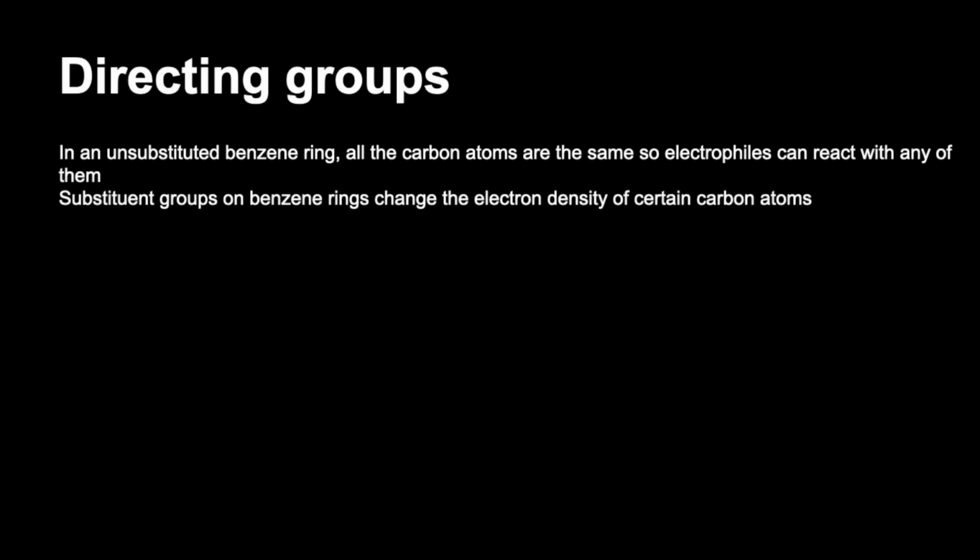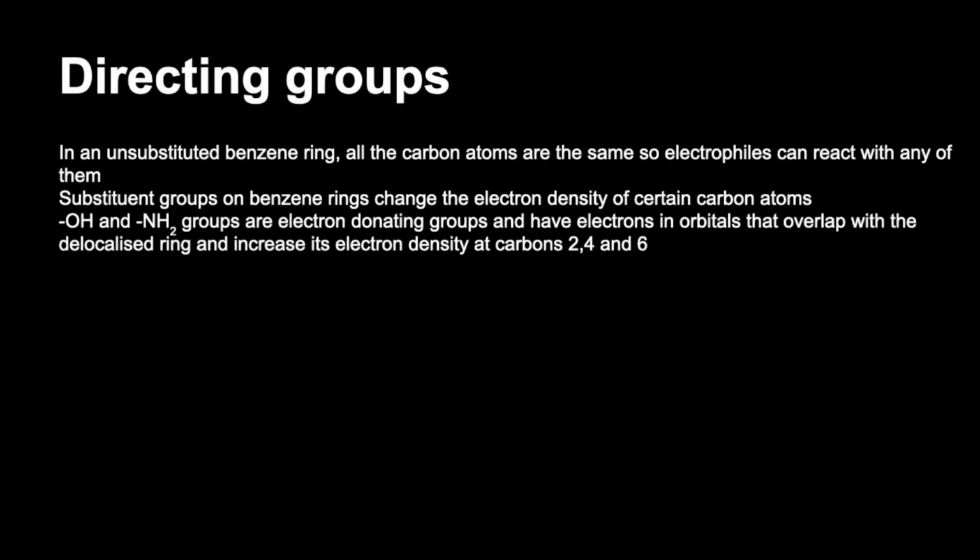As soon as you put a substituent group on a benzene ring, that changes the electron density of certain atoms, and the ones you need to know about are the OH group and the NH2 group. So they are electron donating groups. They have electrons in orbitals that overlap with the delocalized ring of pi electrons and increase its electron density at carbons 2, 4 and 6.